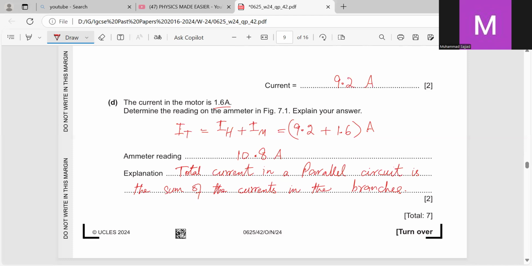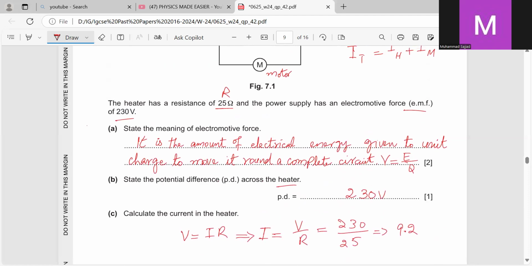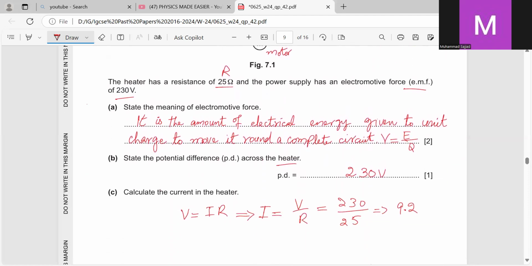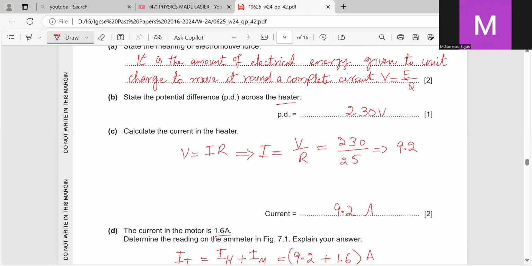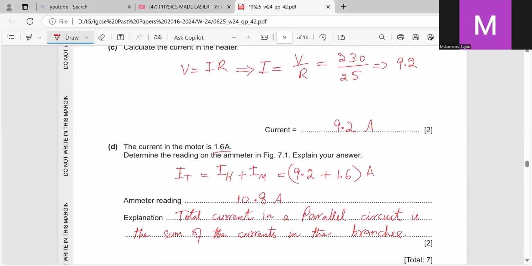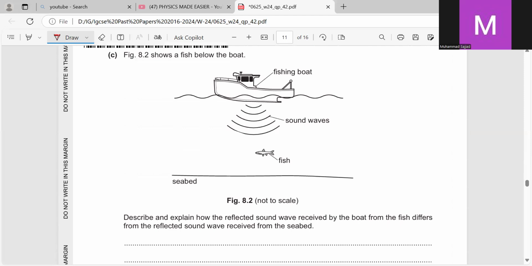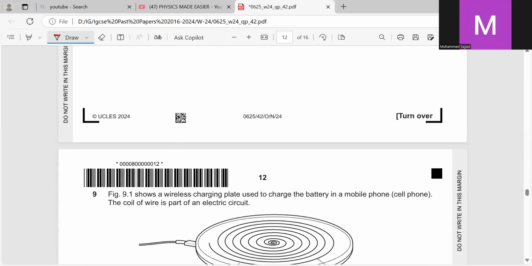So this is question number 7, basically on Ohm's law and combination of resistors, in this case the parallel combination of resistors. That is the basic for this question. If you have that concept very strong, there is no problem at all in this question. It is a straightforward question. Then we will talk about another question on electricity, which is question number 9.